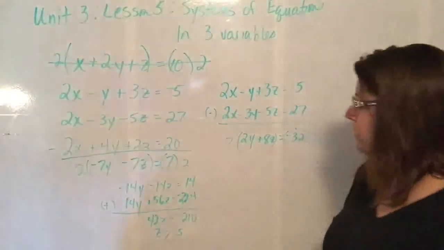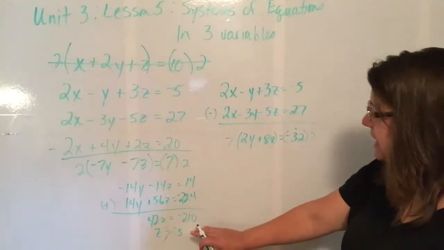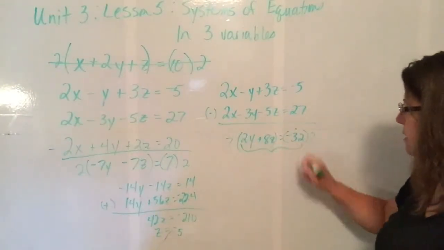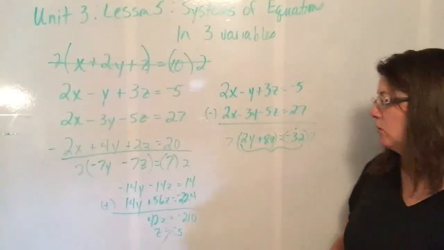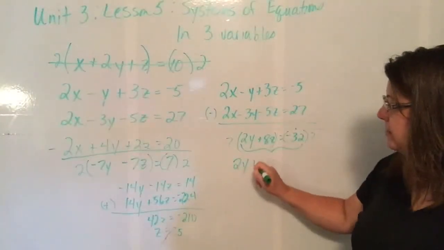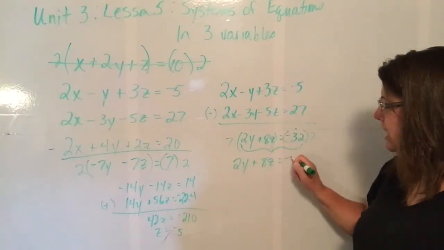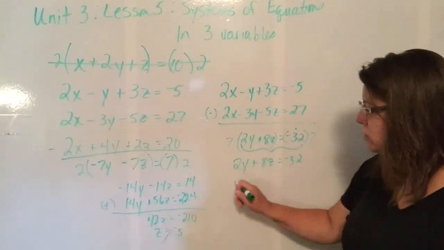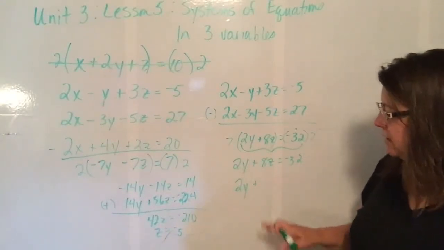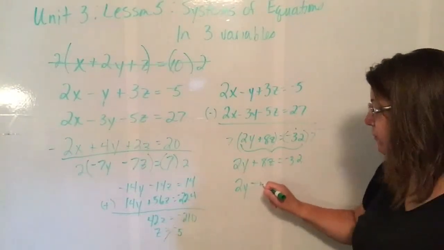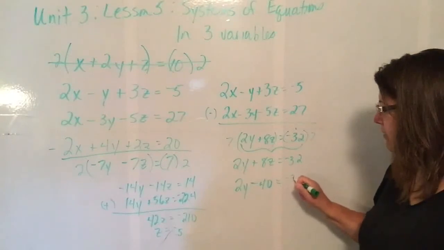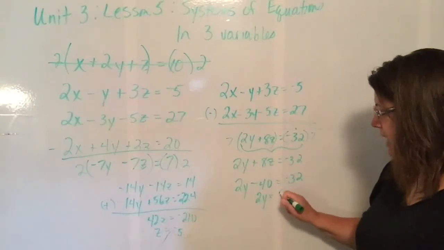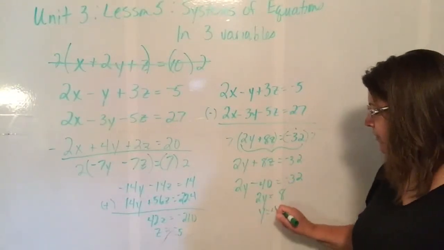Okay? Well, now that I know what z is, I can then take that z value and I can plug it back into this equation that only had two unknowns. So let's do that. I have 2y plus 8z equaled negative 32. I'm going to plug z, the negative 5, in for z here. So I'll do some substitution. So 2y plus, let's see, 8 times negative 5 is negative 40. So that's minus 40 equals negative 32. If I add the 40 over, I have 2y equals 8. And so y equals 4.